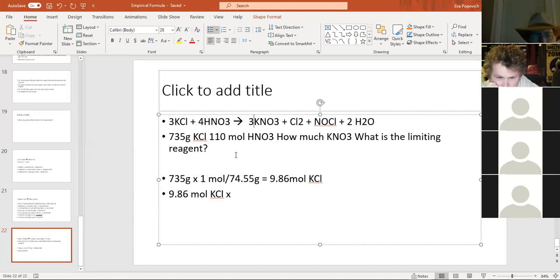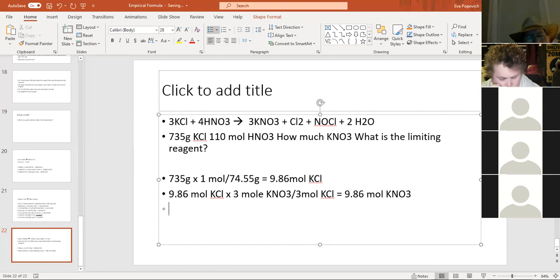So in order to get the moles of, no, we don't want to do 33. I'm going to take 3 moles KNO3 divided by 3 moles KCl. So I have 9.86 moles of KNO3. All right. Now what do we do? I got 110 moles of nitric acid.